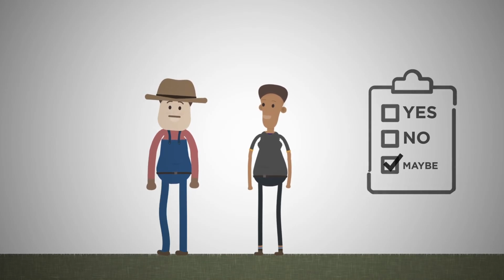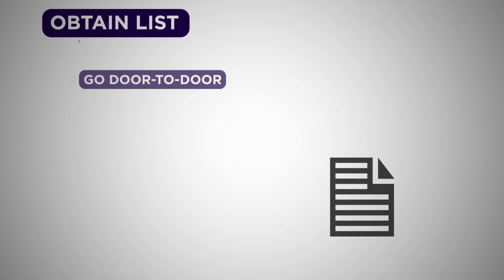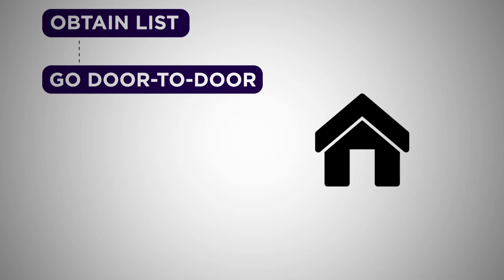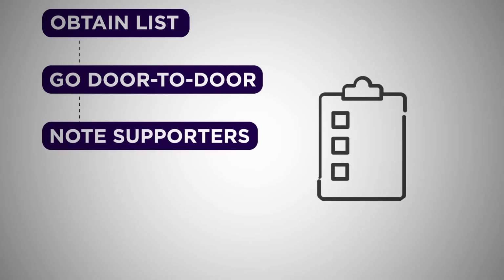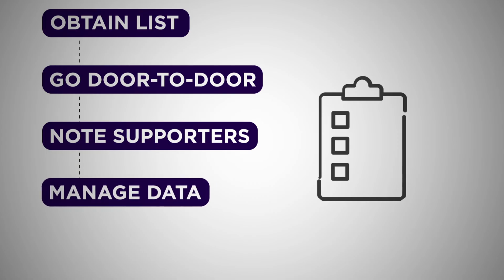Elections Canada will give all registered candidates a copy of the voters list for their electoral district. Most candidates will use this list when they go door-to-door during a campaign to keep track of who they've met and who they haven't met, and make note of whether a voter intends to support them on election day or if they remain undecided. This is where data management comes in.